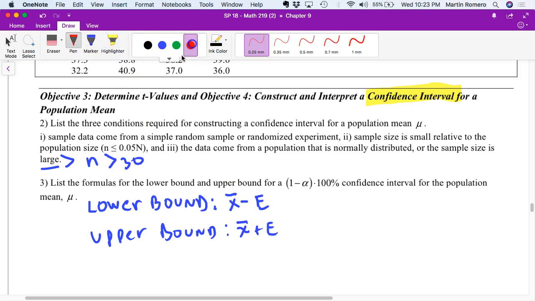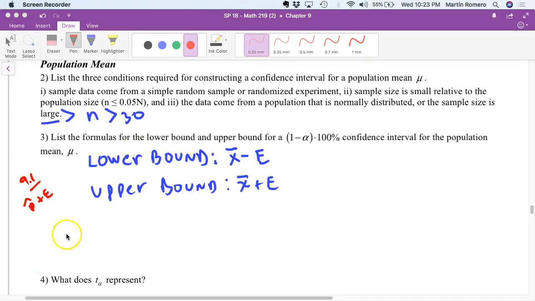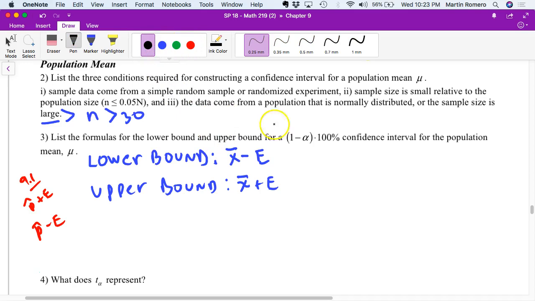You might have seen this notation in the previous lecture in 9.1. Ours was p hat plus E, p hat minus E. One was p hat plus E, and then the other one was p hat minus E. That was in chapter 9.1. So in this case, we just replace it with the x bar, which is the mean.